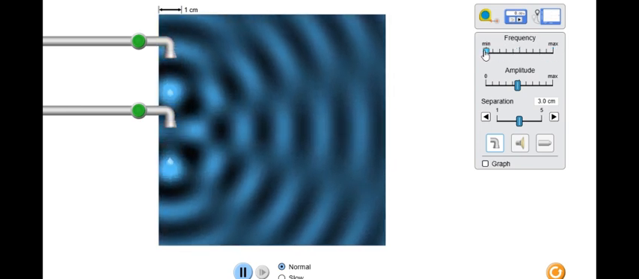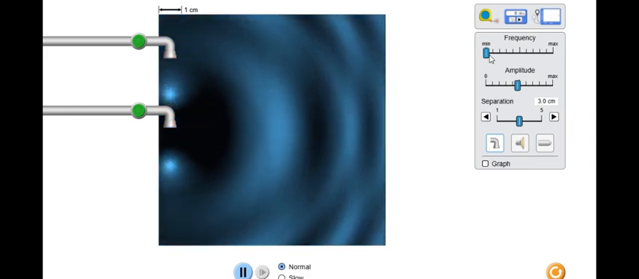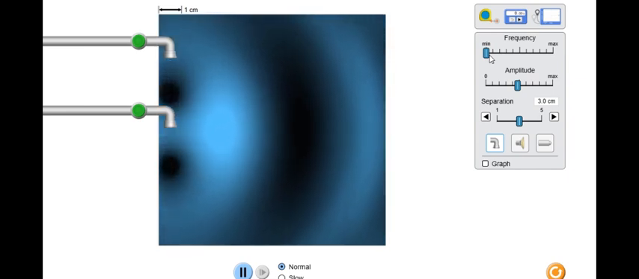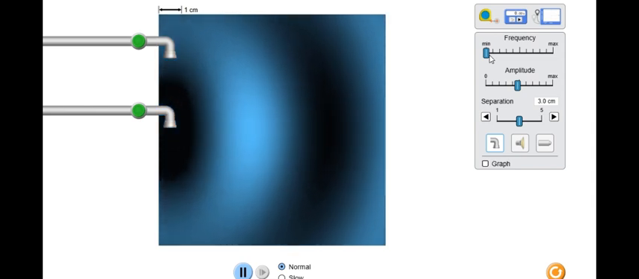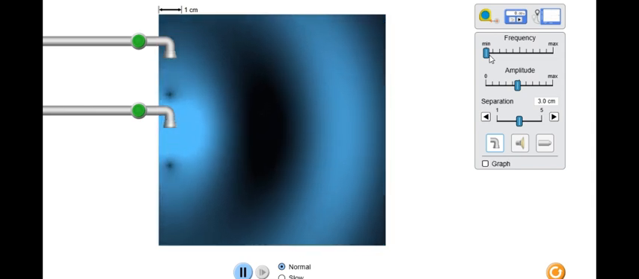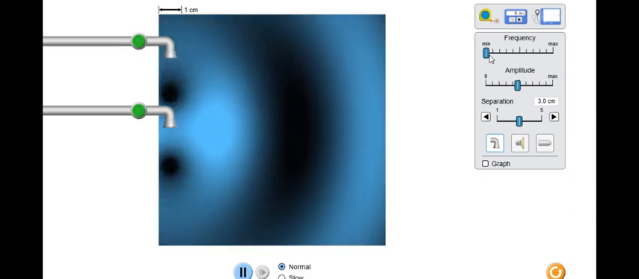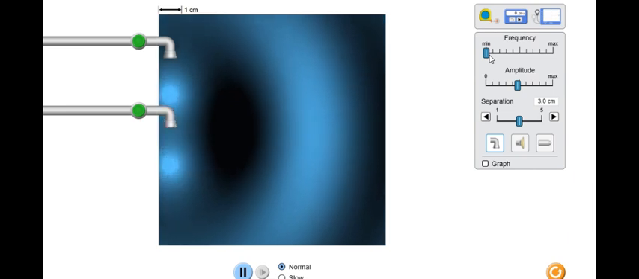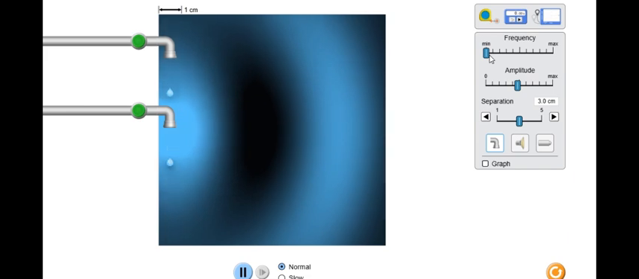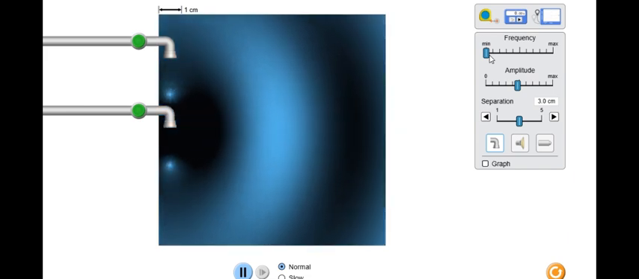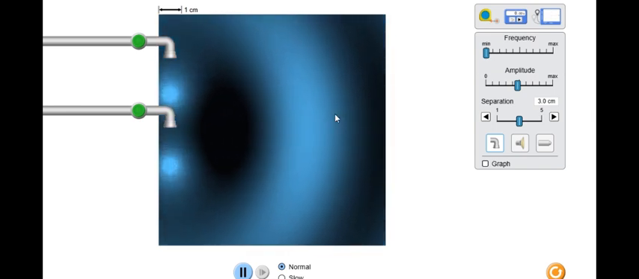What about when frequency is minimum? When frequency is minimum, the wavelength is maximum. You see now the wavelength is very big. The distance between the consecutive crests is also large. The wave has the lowest number of oscillations. Now the oscillations are very small. The interference patterns have widely spaced nodes and antinodes. That is now the effect of frequency on this wave.